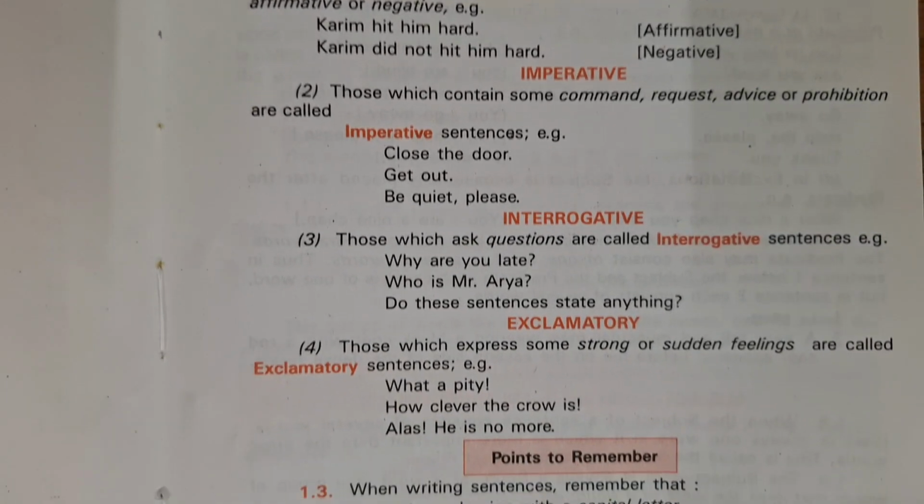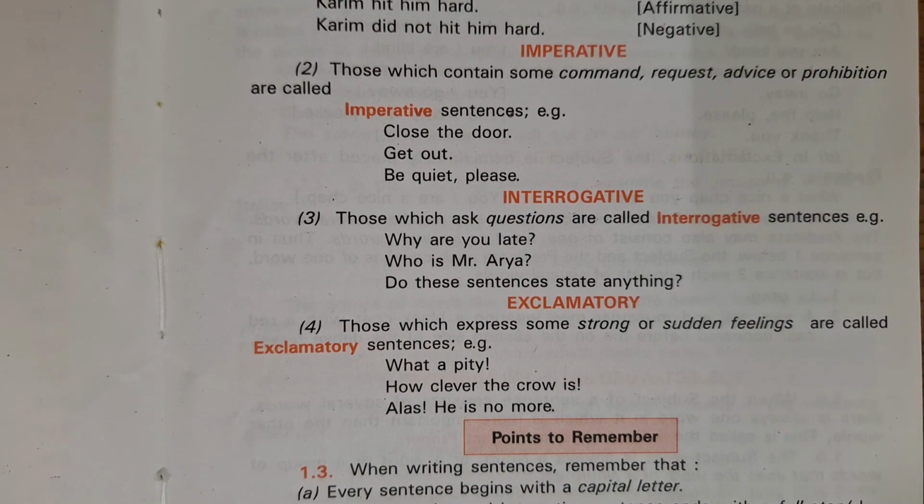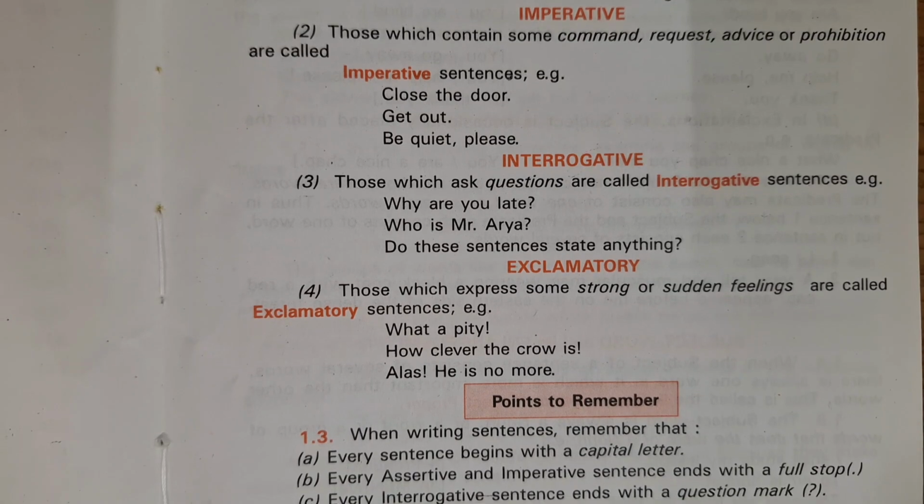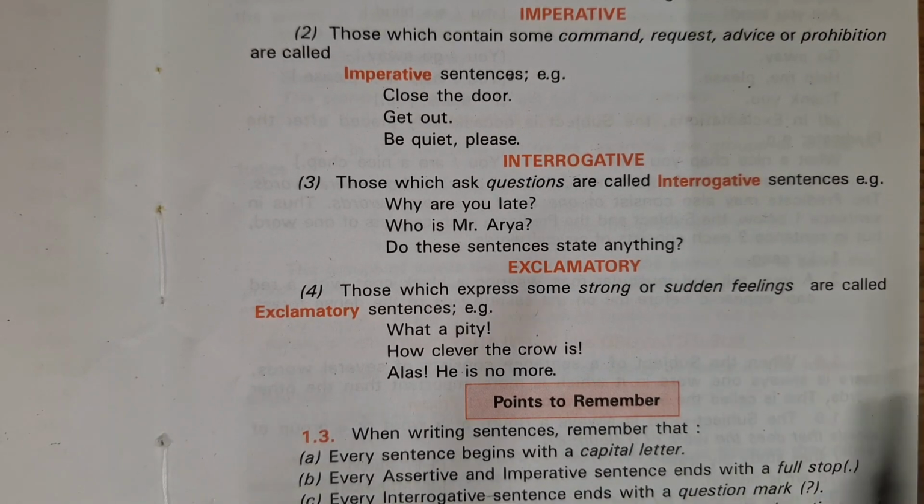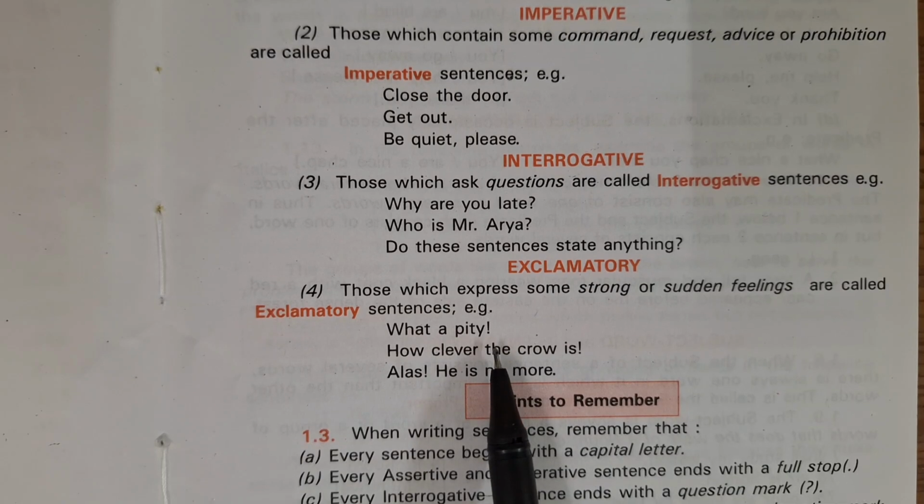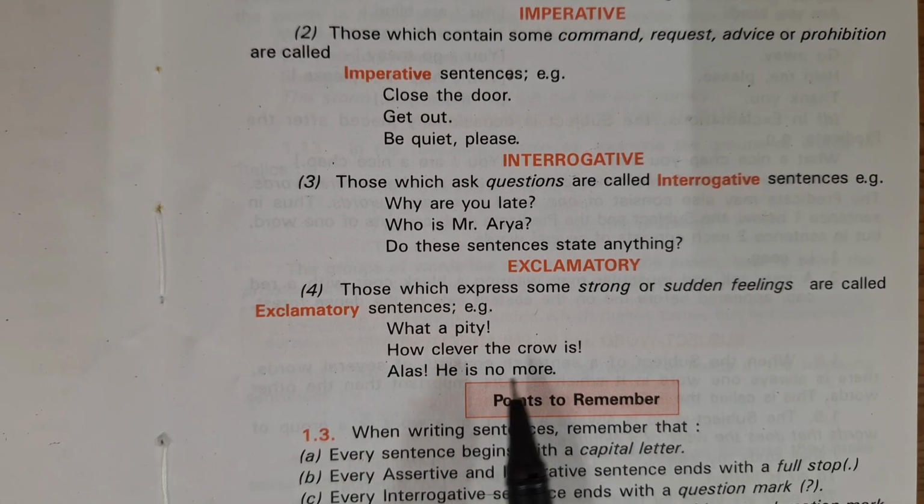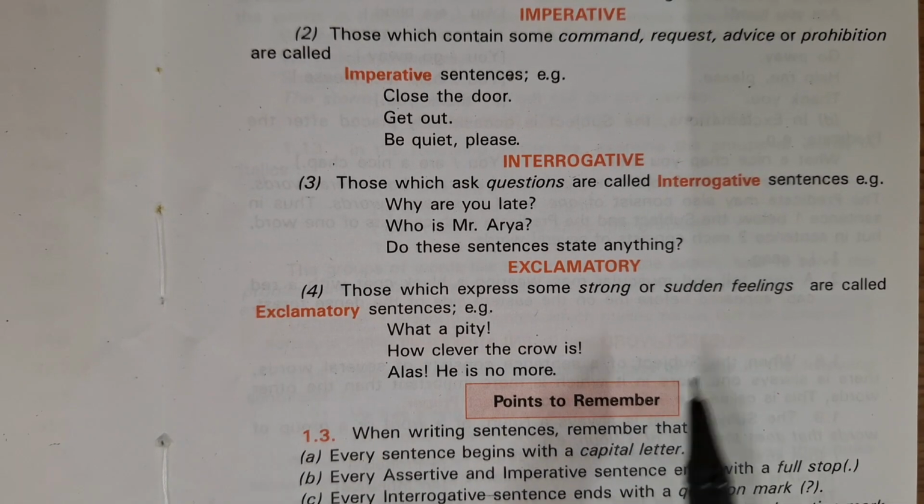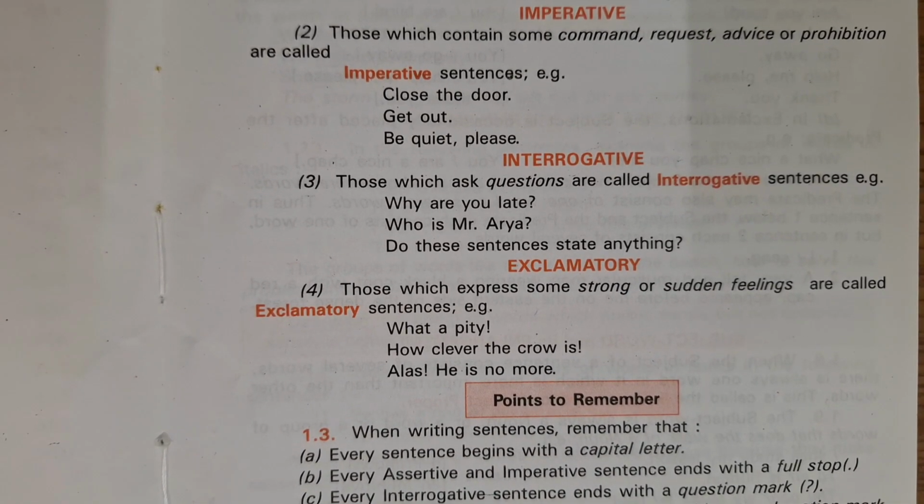Next is exclamatory sentences. Those which express some strong or sudden feelings are called your exclamatory sentences. Example, what a pity! Exclamation mark. How clever the crow is! Exclamation mark. Alas! Exclamation mark. He is no more. So these kind of sentences which express some strong or sudden feelings of either happiness, sorrow, joy or exclamation are called your exclamatory sentences.